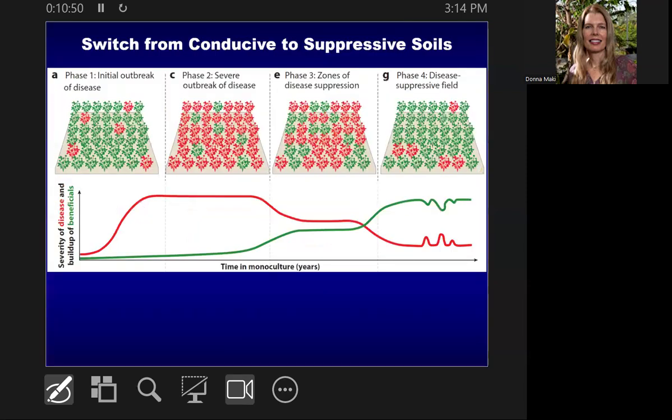Here's another visual trying to get at this idea of soils that become conducive to the disease. At the initial outbreak, at first there's just a few of the red plants showing up, the diseased plants in that monoculture. But then you can see phase 2 is very severe. And then how you start to get the suppression. The line graph below it is just trying to match up to those figures of the field, showing how you get the decrease in disease and the increase in suppressiveness.